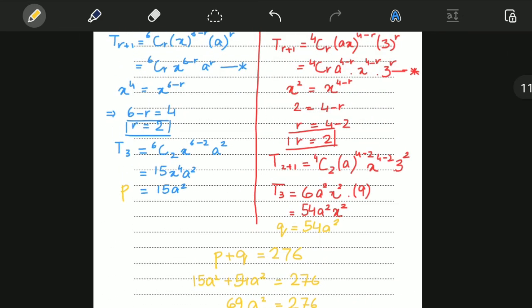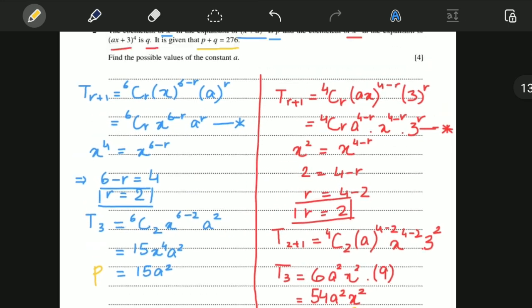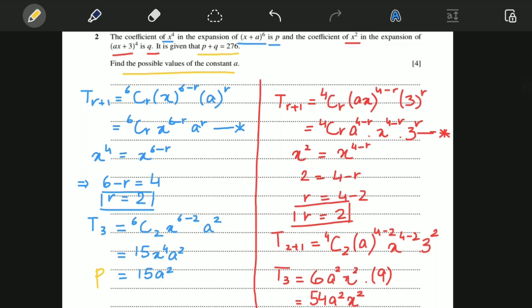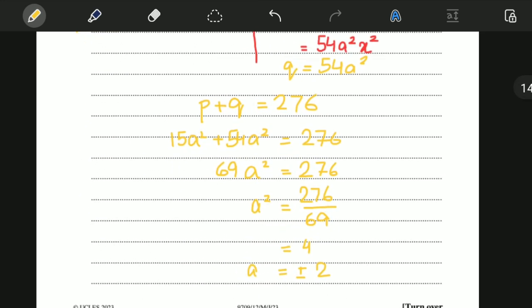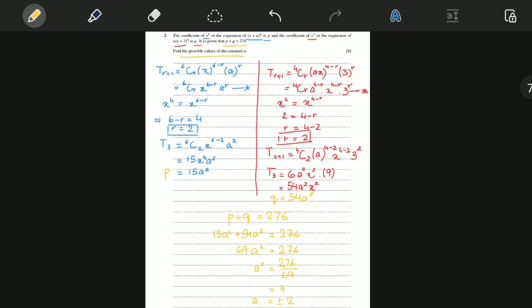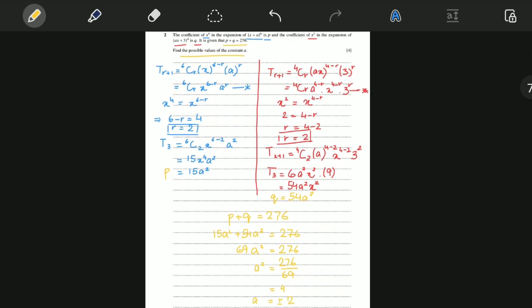So, find the possible values of constant a. They haven't said any one particular value, a positive value of a, or given any other condition. They just said find the possible values of a. So the possible values of a are plus minus 2. Okay, so this is your whole working of this question. That's it.